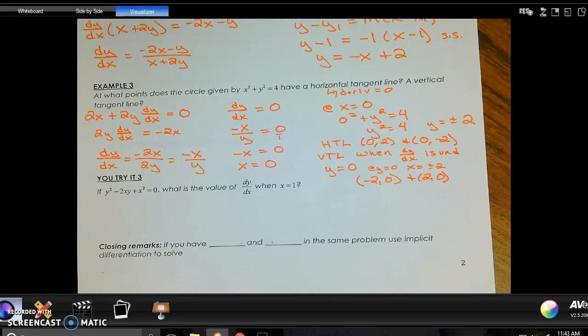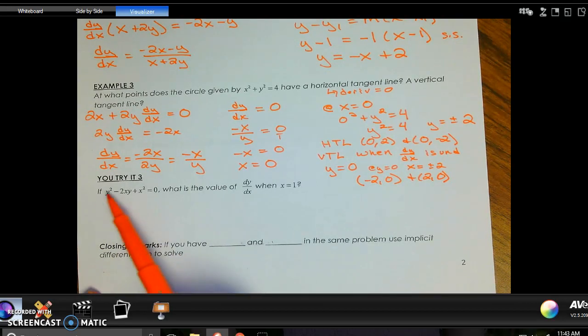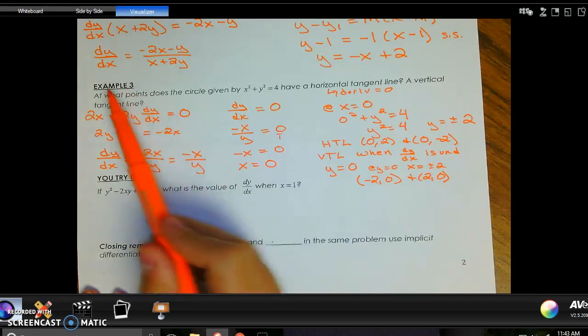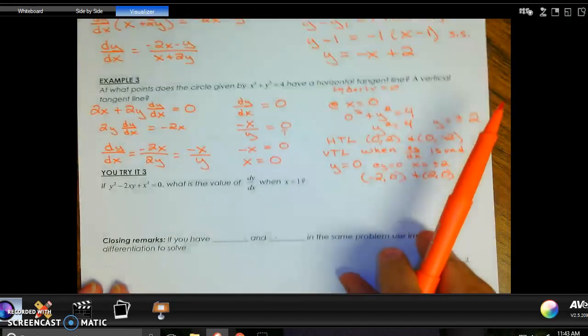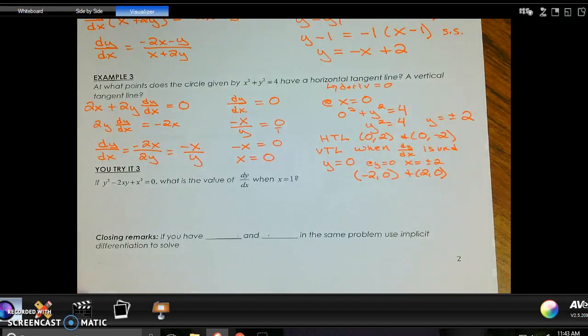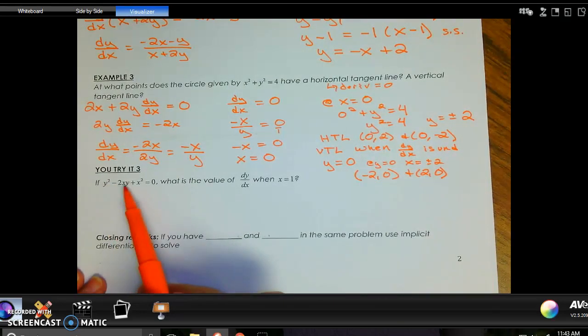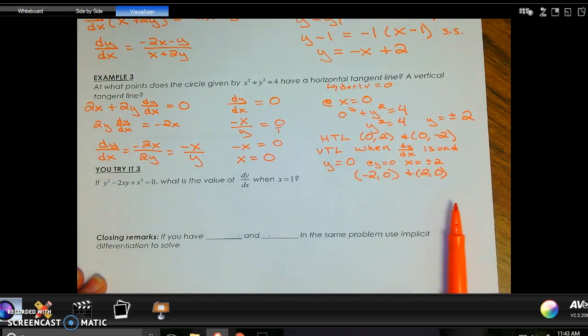And real quick, we'll just talk through this You Try at 3. Again, you're going to use implicit differentiation here. So if this equals 0, what is the value of the derivative when x equals 1? It's not asking me, like it did up here, for the equation of the tangent line. It's basically saying you don't have to do as much work this time. So when we take the derivative here, be careful, it's going to be implicit, and you're going to have to use the product rule there. So I'm going to fill that in.